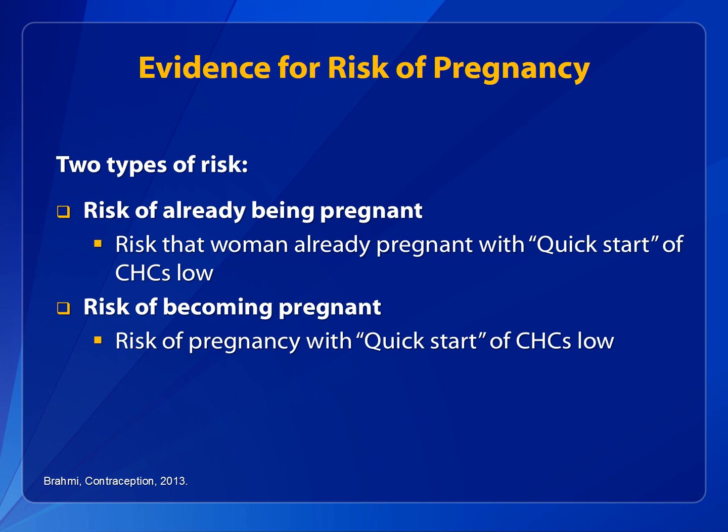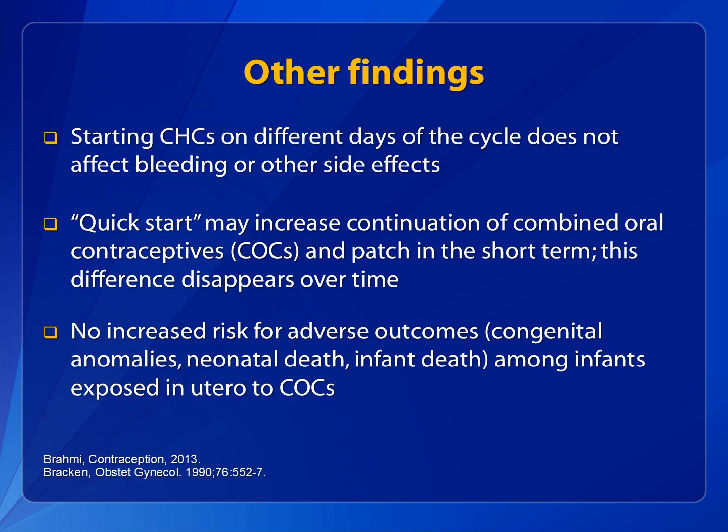Providers may have concerns that a woman may already be pregnant and therefore may not want to start her on contraception right away. A recent systematic review shows that the risk of pregnancy with quick start of combined hormonal contraceptives is low, and that the risk that a woman is already pregnant using the quick start method is also low. Another concern may be that starting combined hormonal contraception on a day of the cycle not consistent with menses may cause irregular bleeding. However, studies from the same systematic review have shown that starting on different days of the cycle does not affect bleeding changes or other side effects.